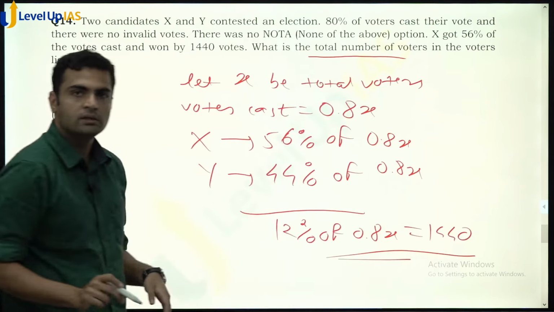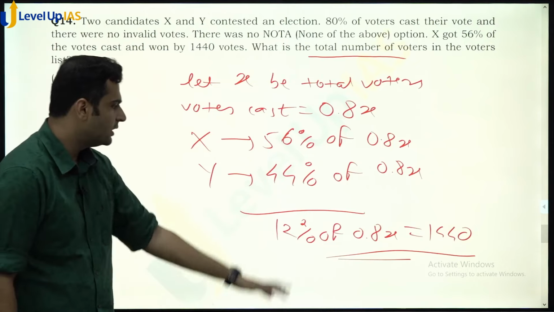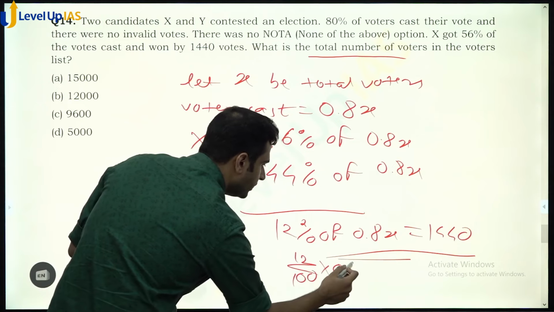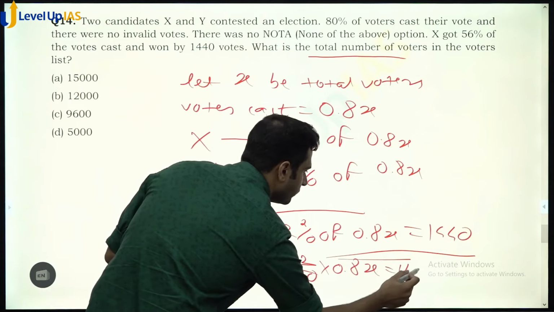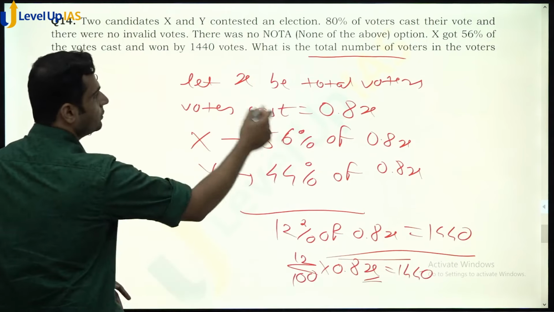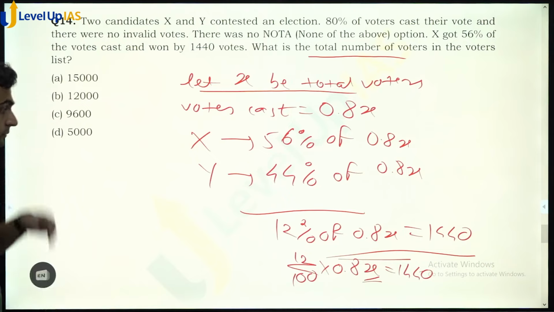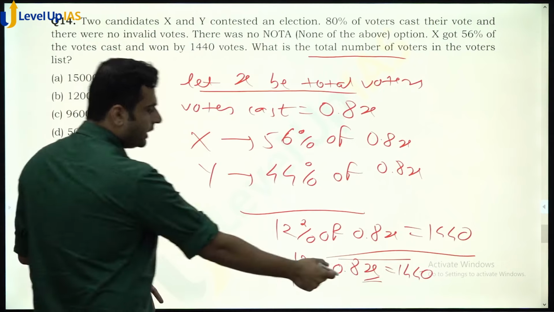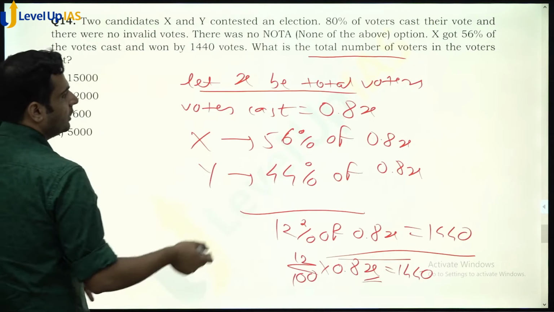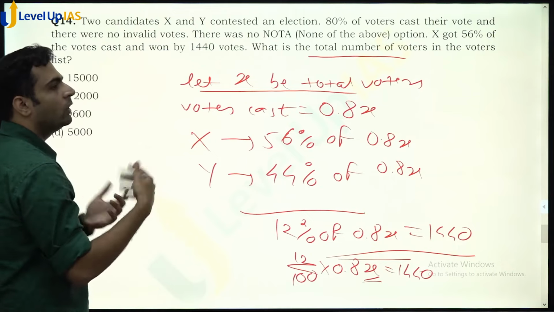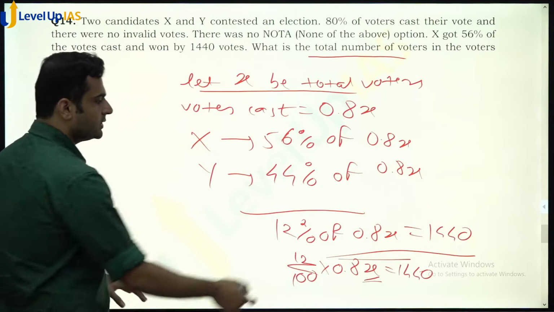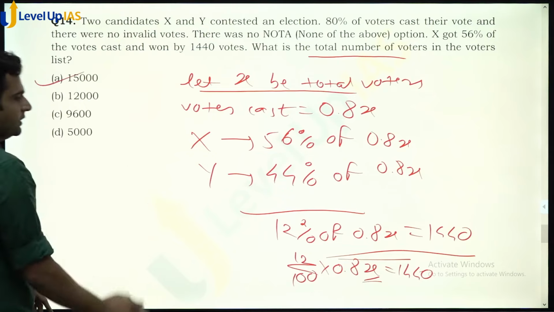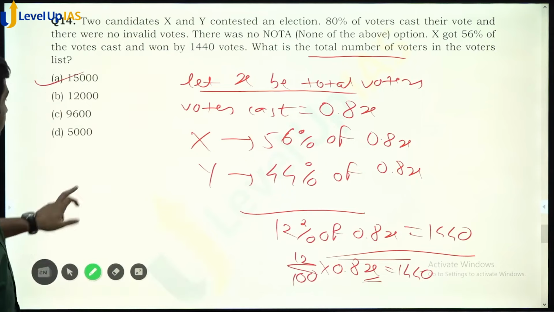Now we have formed the equation. That is all. You can easily solve this. You can write 12% as 12 by 100 into 0.8 x is equal to 1440, and you can solve for x, which is what is asked, total number of voters. If you assume vote cast as X, you'll get X here, and then you'll have to solve what is of what number 80% is X. That again you have to solve. You can choose whatever you want. The answer when you solve this comes out to be 15,000.